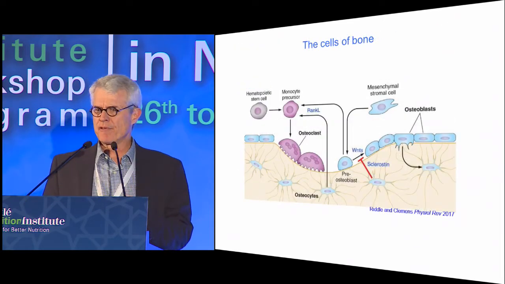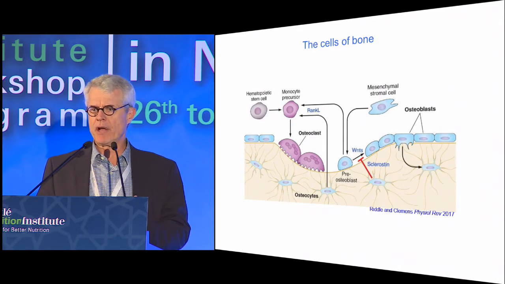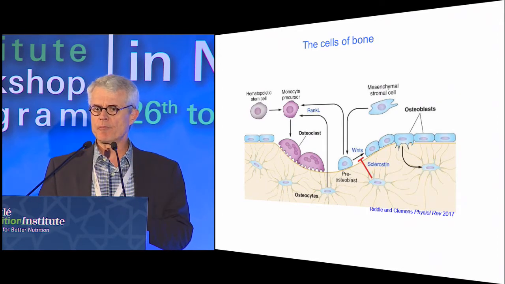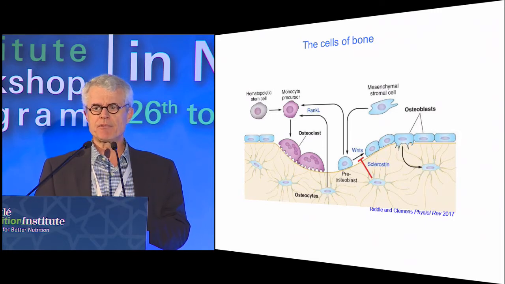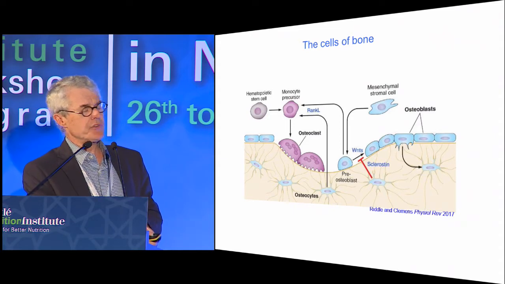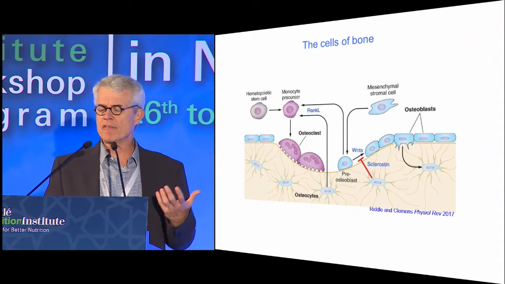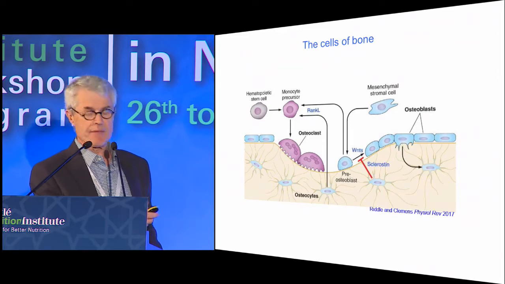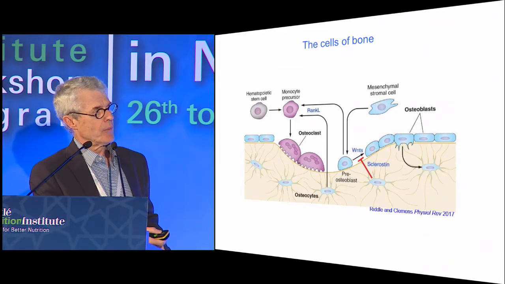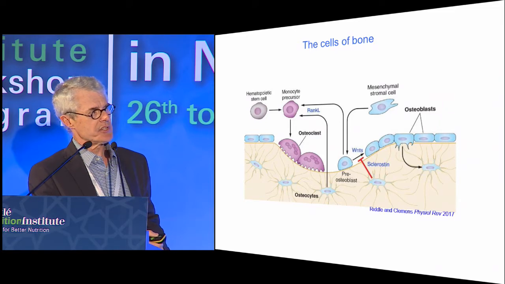So I thought it would be useful to first orient ourselves with bone cells, and not chondrocytes, which we heard about earlier, which populate the growth plate. We'll talk here about the cells of bone, and they really are three types. The osteoclast is a multinucleated cell derived from a monocyte-macrophage lineage, comes from the circulation, and is the cell that resorbs bone. Then the cell that we'll talk about most today is the osteoblast.